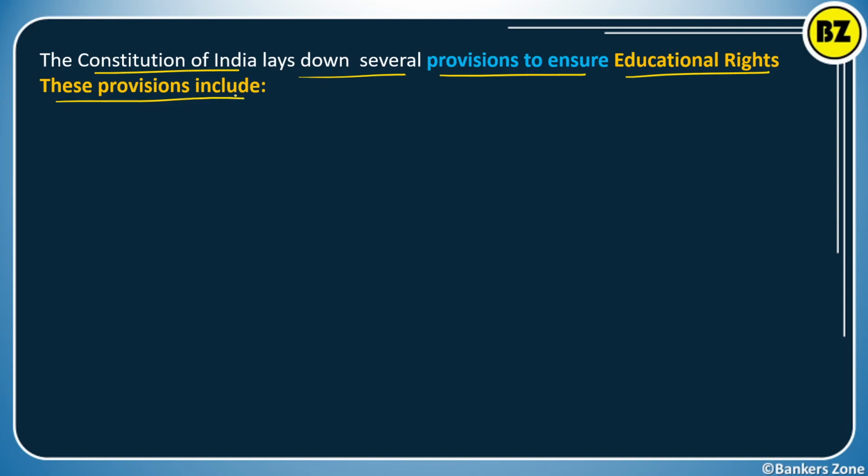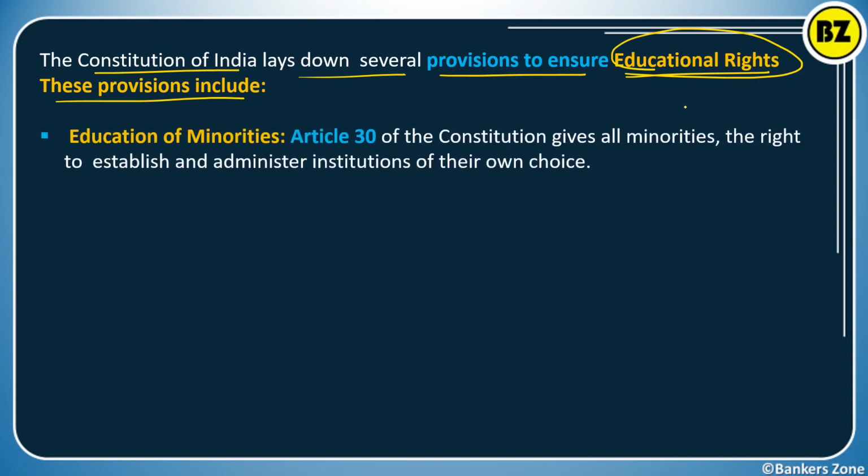Now see, the Constitution of India lays down several provisions to ensure educational rights. We are very much aware that education is very important, so for that purpose there are provisions in the Constitution of India. First is education for the minority. Article 30 of the Constitution gives all the minorities the right to establish and administer institutions of their own choice. So there is a right for every religion in the minority. They can have their own school and run it. For example, in our country, the Muslim community has its own Urdu language schools. These are provisions in the Constitution itself.